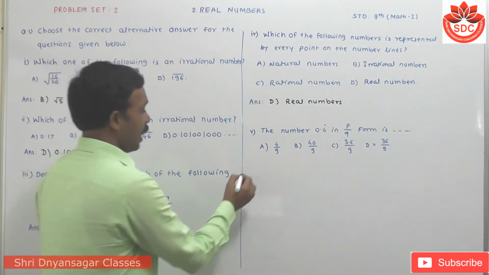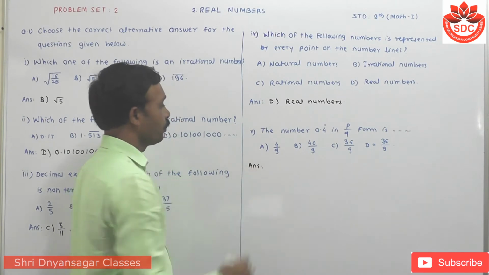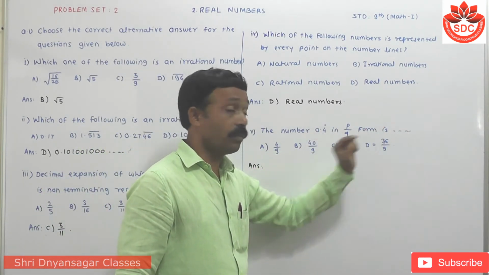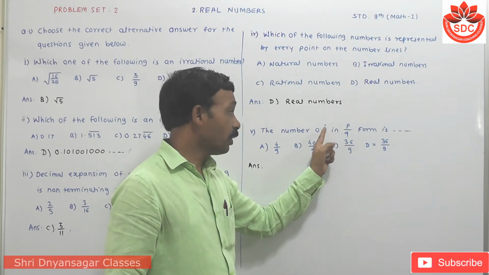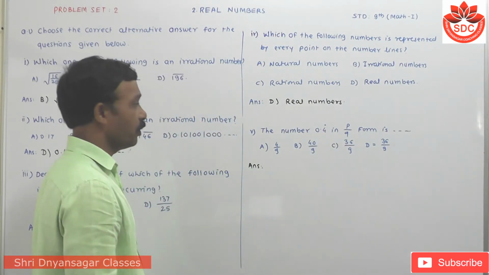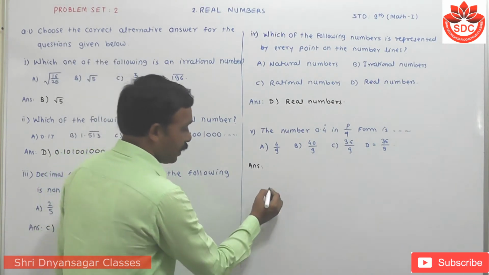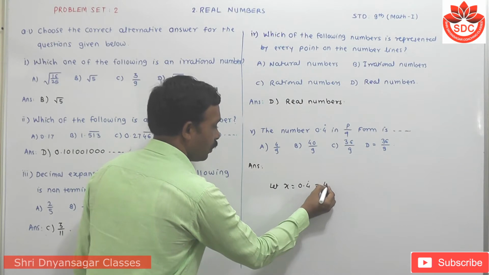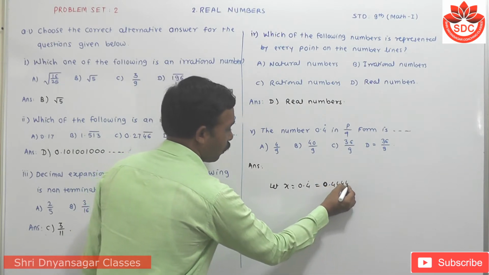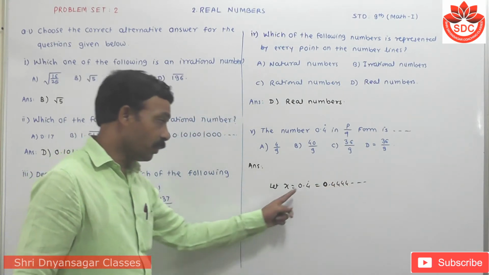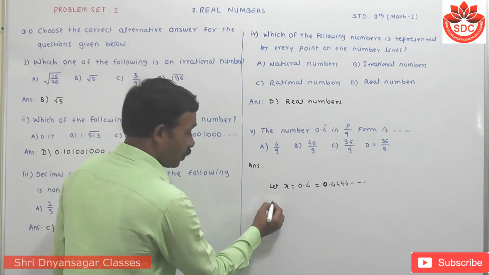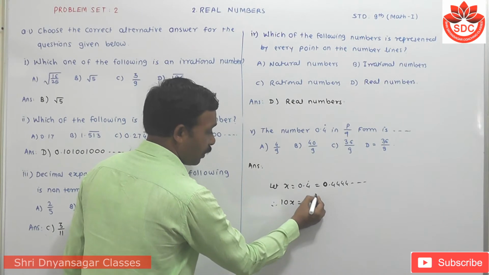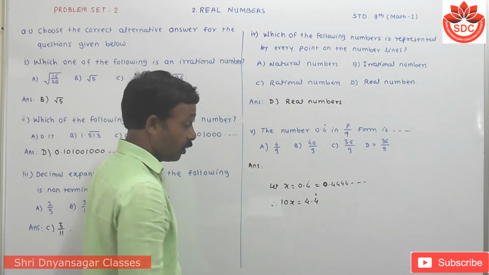Then the fifth question: write the number 0.4 recurring in p upon q form. This type of question you have to discuss here. Let x equal 0.4 recurring, meaning 0.4444 and so on. After one digit there is recurring, so you have to multiply by 10. When we multiply by 10, 10x becomes 4.4 bar.